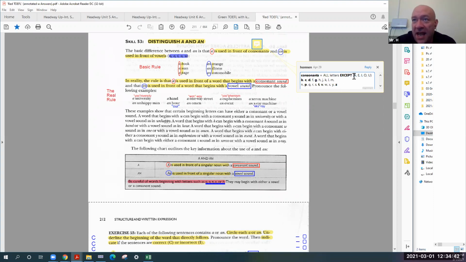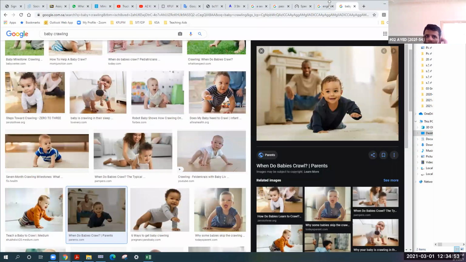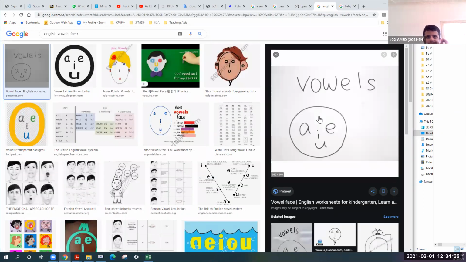Do you know, we have a name for these letters. Do you know the name for these letters? Vowels. Exactly. Write this on your paper, okay? These are called vowels. Write it down.